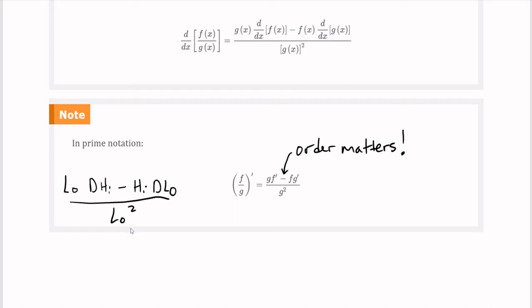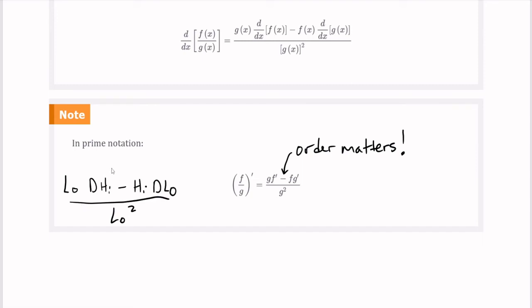And that might kind of be like, what? But then say it fast. Low d high minus high d low over low squared. Low d high minus high d low. It kind of has a little ring to it. So if you do it that way and you get a little music behind it, it's not too bad to get that in your head.